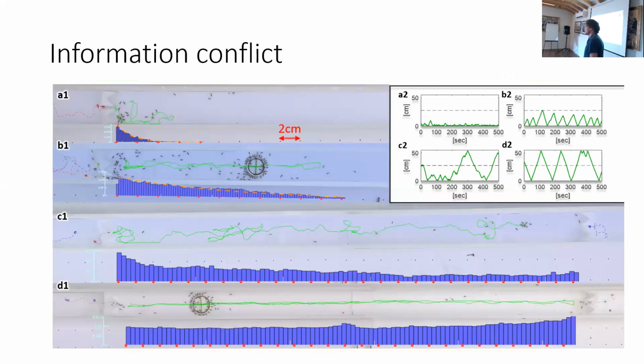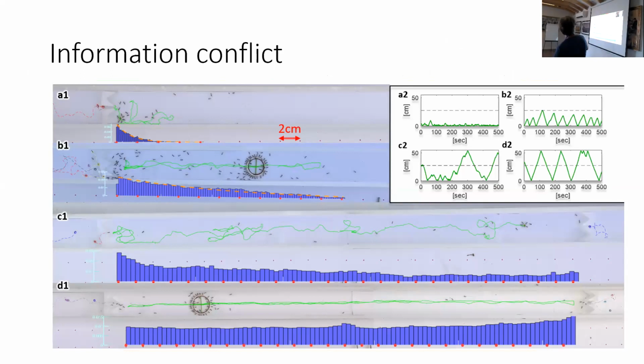And another one is information conflict. So here you have individual ants that really know where to go, but they may be conflicted in their information. Here we have a setup with a long corridor and a door on each side, and the nest is actually on the top. Some ants from the nest are going from the left, and some are going from the right, and we want to see what the group does. How will it resolve this conflict?